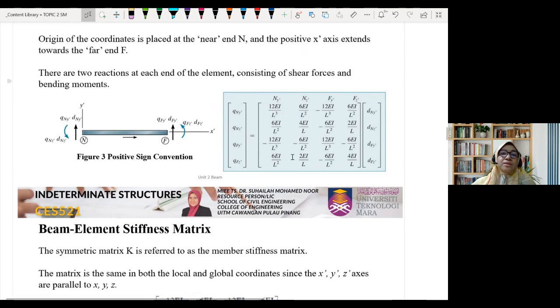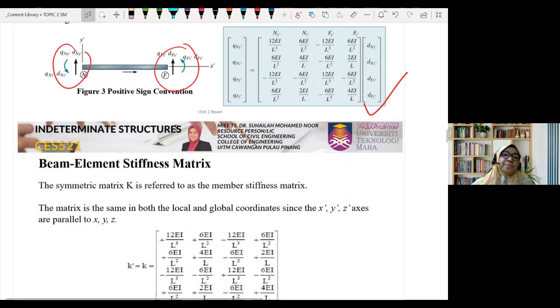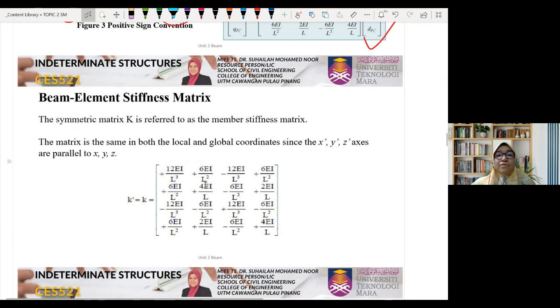Okay, sign convention. By looking at this, y is upward and z is counterclockwise, the same for both near and far nodes. So we have to refer to this and use this as the sign convention, because this formula is derived based on this direction. It means that we cannot simply change the direction.